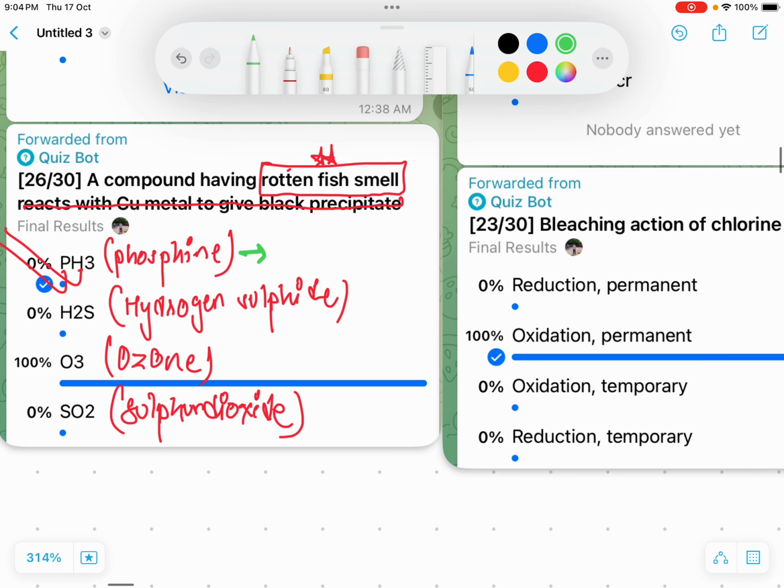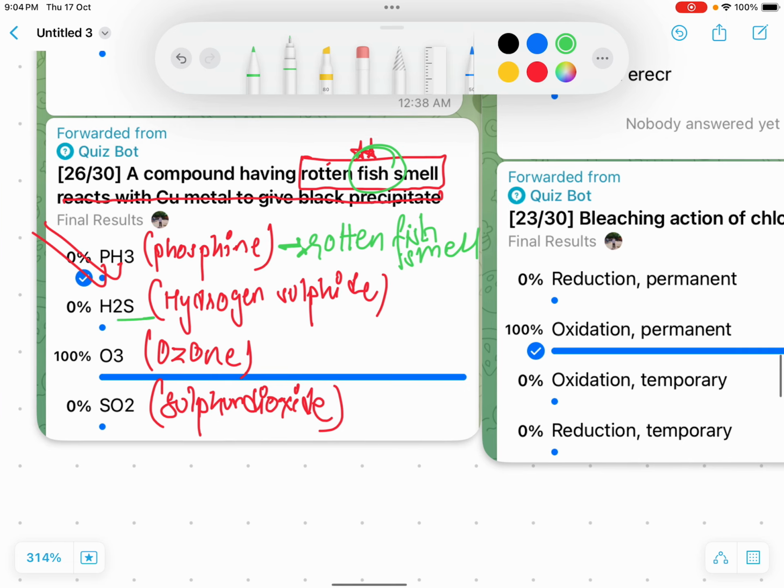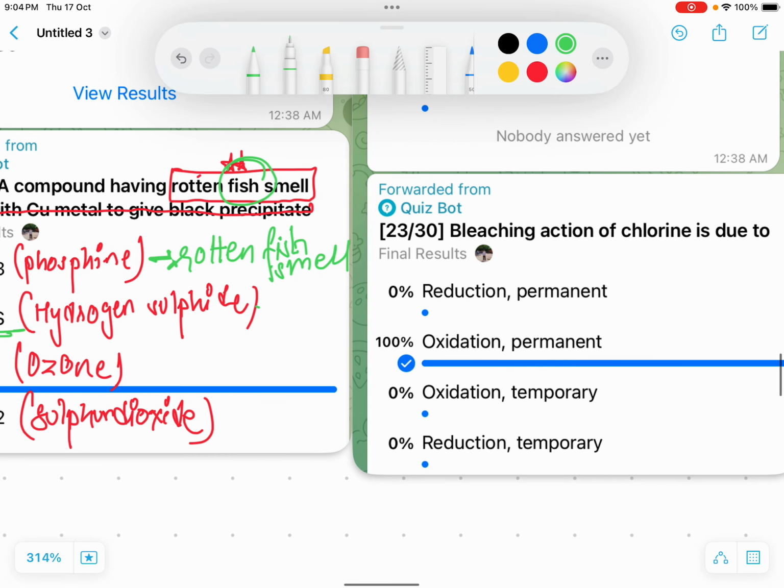If there is phosphine gas, what does it smell like? It smells like rotten fish. What does it smell like? Rotten fish smell. If there is hydrogen sulfide gas, then what does it smell like?